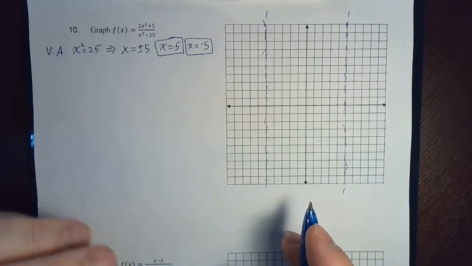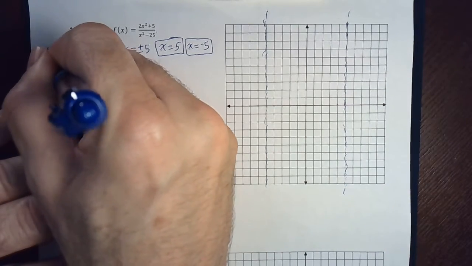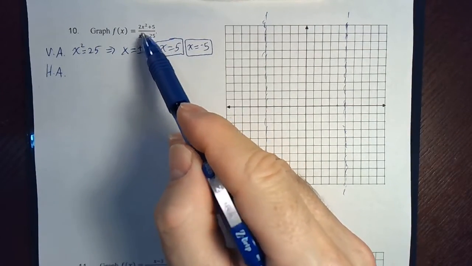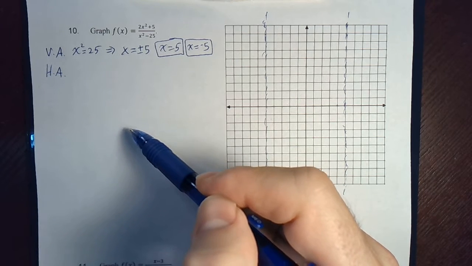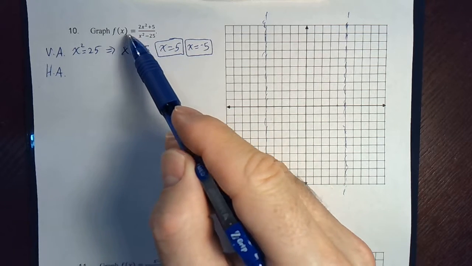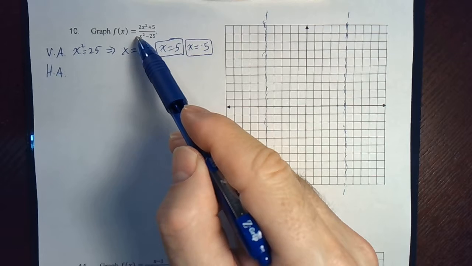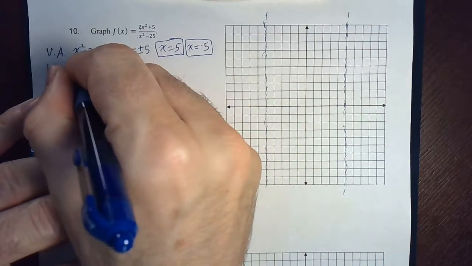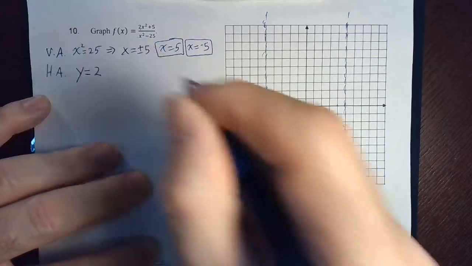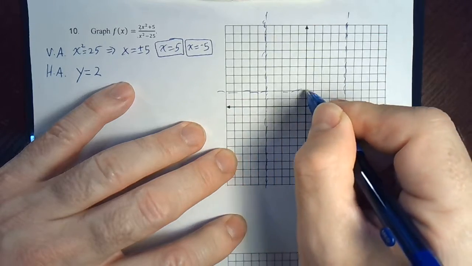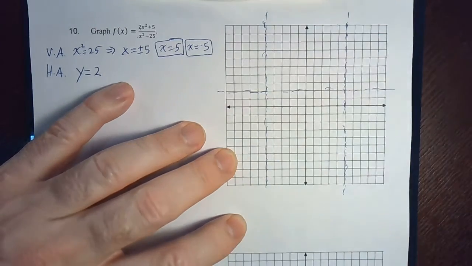The two vertical asymptotes. Now let's go for the horizontal asymptote. We have to look at the degrees of the top and the bottom, and they're equal to each other. So the horizontal asymptote is y equals 2 over 1, the coefficient of the numerator over the coefficient of the denominator, looking at the leading terms. So that's going to be y equals 2. All right, so that looks like that.